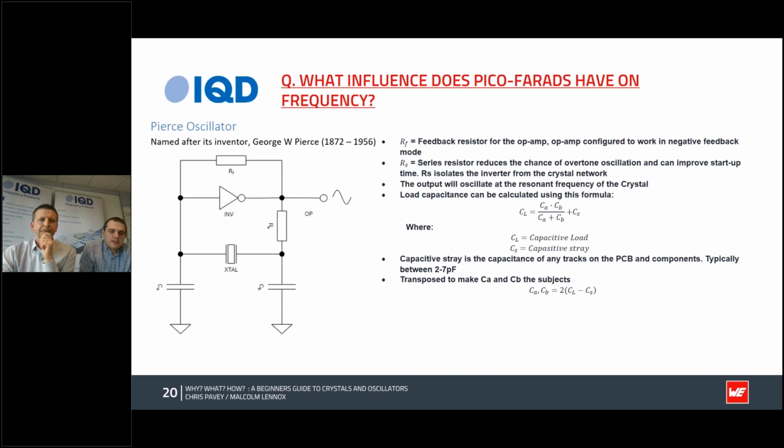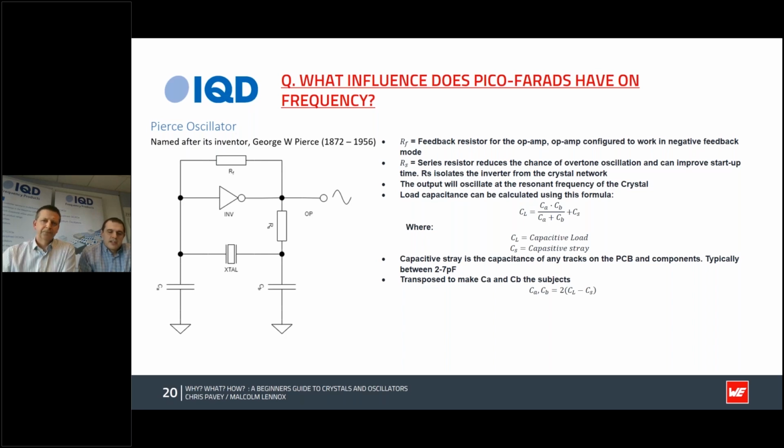If the CL value is different from the specified CL value, the crystal will not resonate at the specified frequency, and in extreme cases may not function at all. The CL value on the datasheet has to be translated into the physical values of the onboard capacitors CA and CB, using the formula CL equals CA times CB over CA plus CB, plus CS, where CL equals the capacitive load and CS is the stray capacitance caused by tracks or traces, typically between 2 to 7 picofarads.